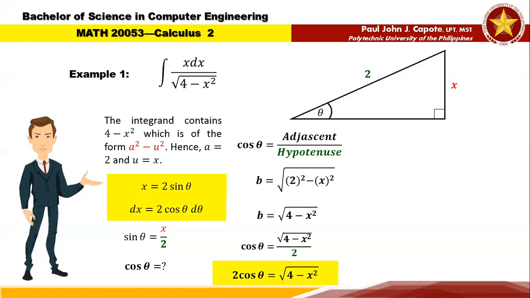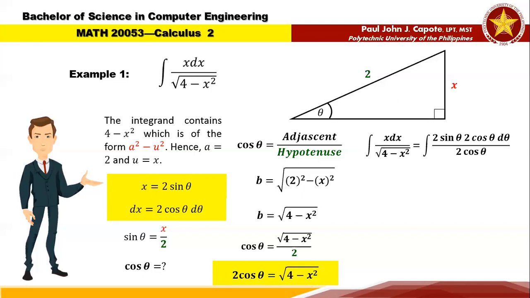Now, given this information about x, about dx, and about 2 cosine theta, we can now evaluate the given integral. So the integral of x dx all over the square root of 4 minus x squared is equal to the integral of 2 sine theta times 2 cosine theta d theta divided by 2 cosine theta.